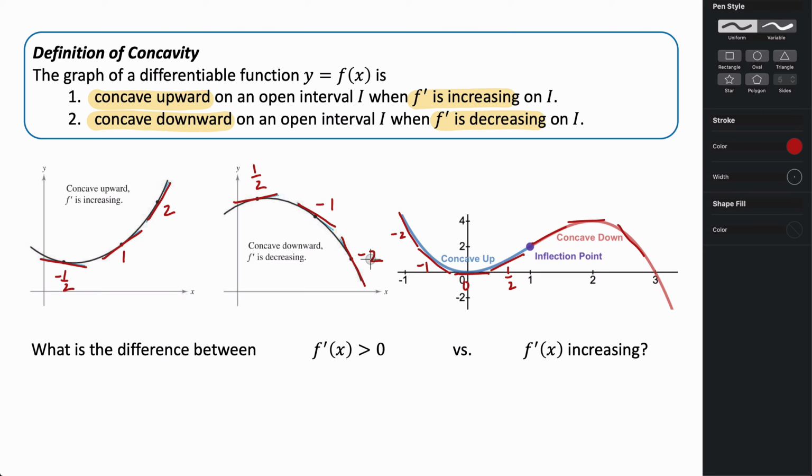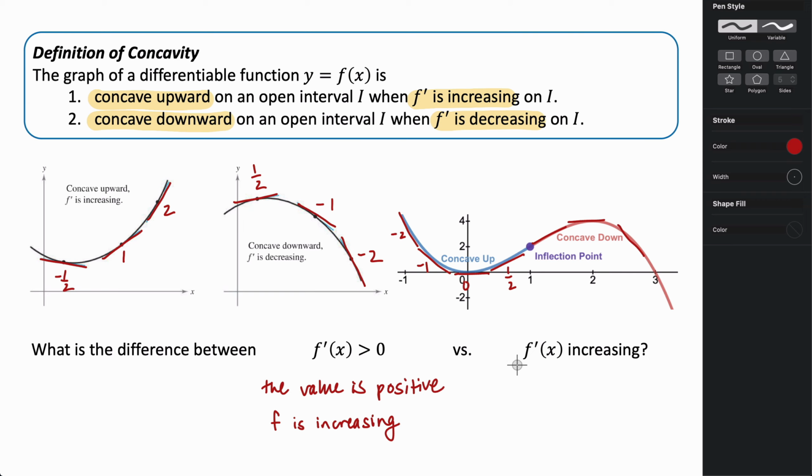Really quickly before we move on, what's the difference between f prime being greater than 0 and f prime increasing? If f prime is greater than 0, that means the values are positive. And more importantly, it tells us that the function f is increasing. So when the derivative is positive, f is increasing.